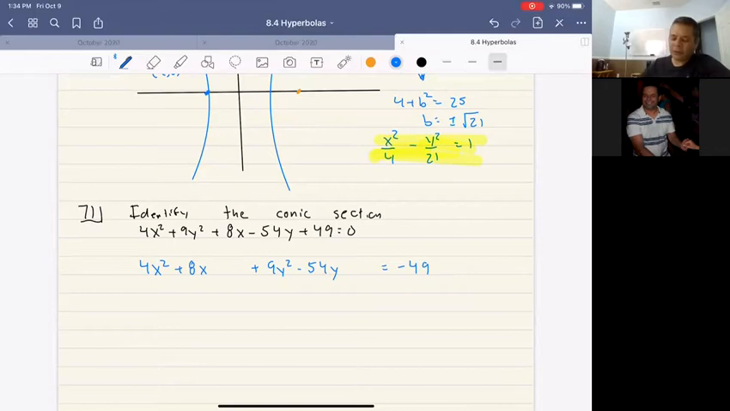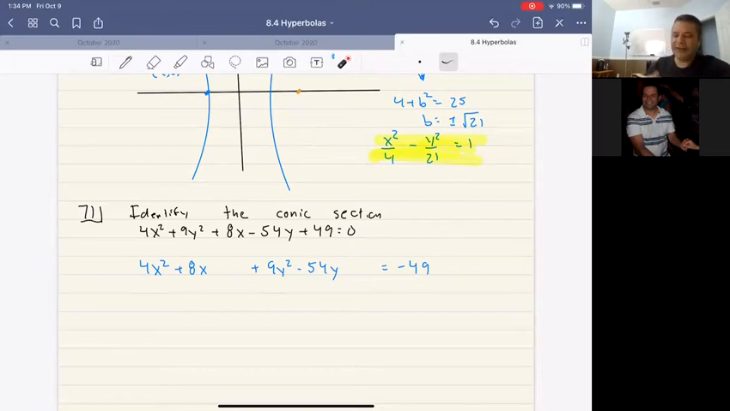Now, one of the things I know is that if this makes sense, which it will, this is going to be an ellipse. Why? Because both the terms in front of the x squared and the y squared are positive. They're the same sign. So that's an ellipse. The hyperbola was like x squared minus y squared, or y squared minus x squared. But when they were both plus, that's an ellipse.